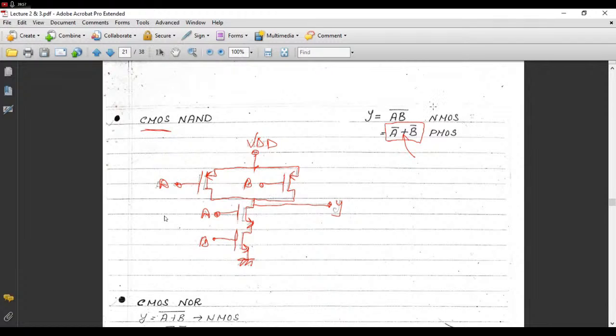After that you have to connect the NMOS configuration. A dot B means the two inputs are connected in series, so you have to connect the two inputs in series. Understood, everyone? Is it clear? There is nothing else here, the operation will be the same.